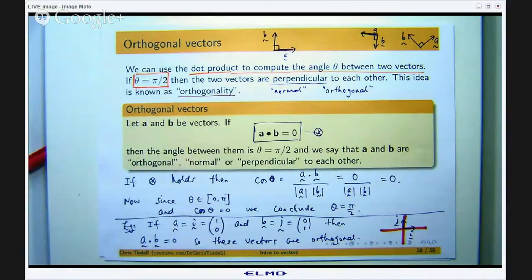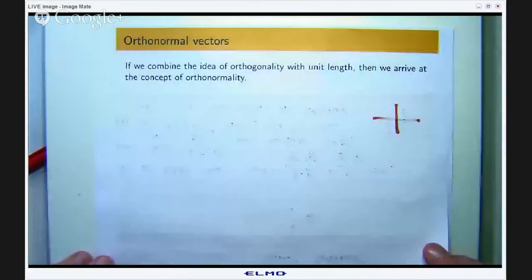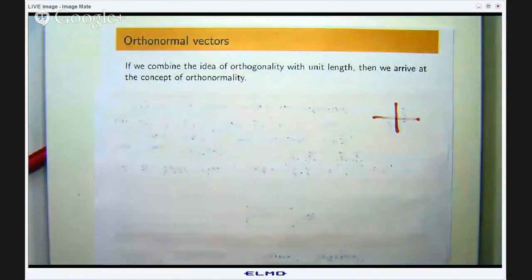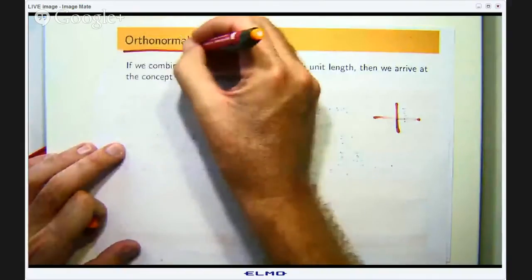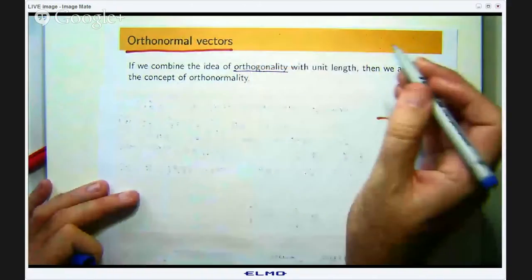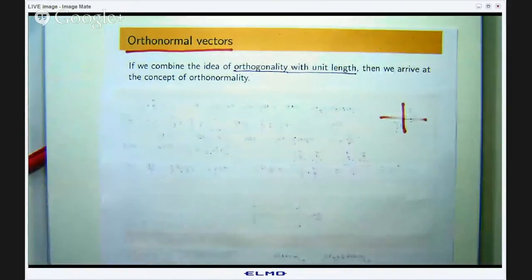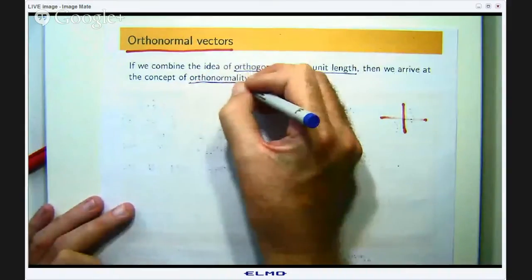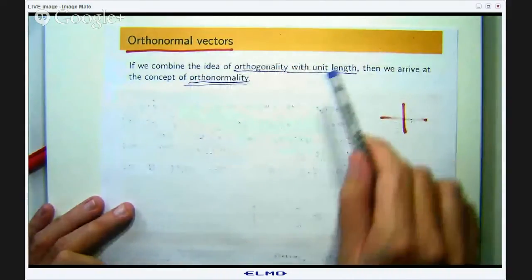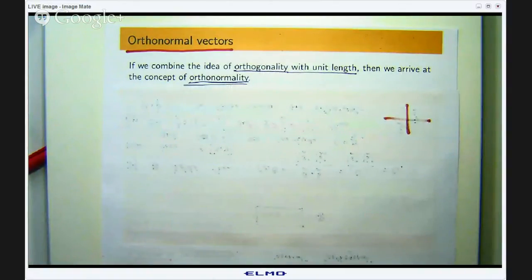All right. So I'll do a little bit more through an example on this orthogonality a bit later, but I wanted to take this one step further. The idea of orthonormal vectors. Okay. So this is getting a little bit more complicated now. If we combine the idea of orthogonality with the idea of unit length, then we arrive at the concept of orthonormality. When I say unit length, I mean vectors having length or magnitude equal to 1.